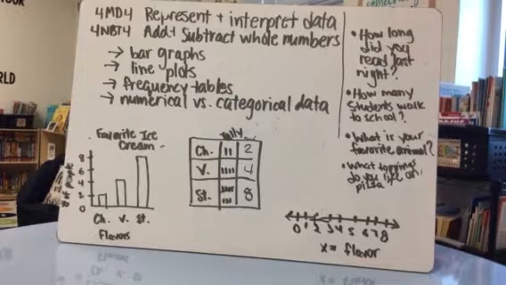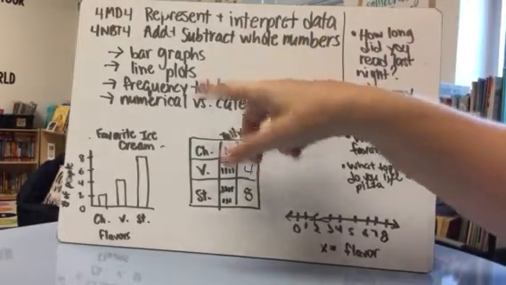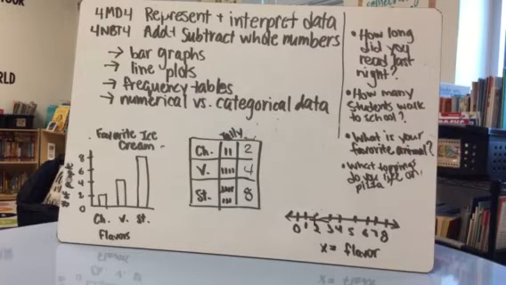So the things that you need to learn in 4th grade: you need to know what a bar graph is and how to interpret that, what a line plot is, frequency tables, and then also know the difference between numerical and categorical data.